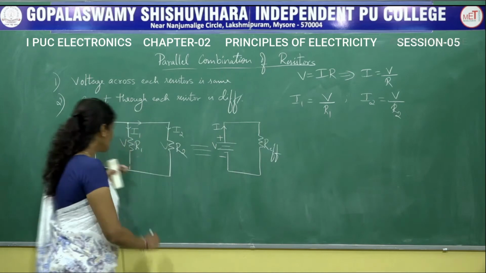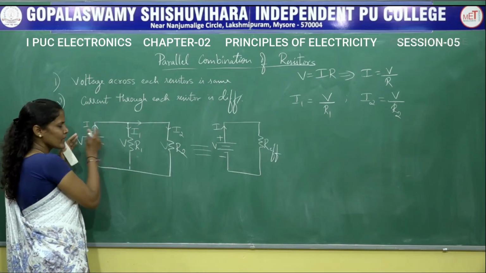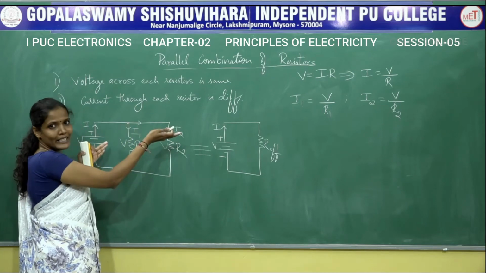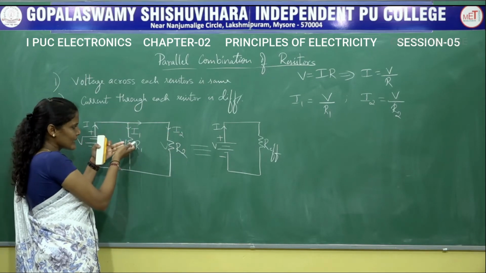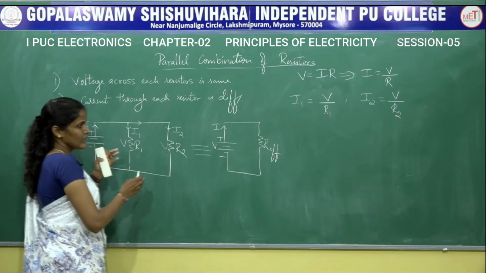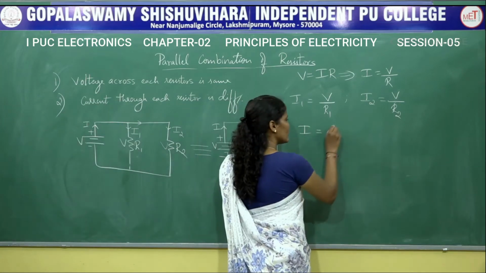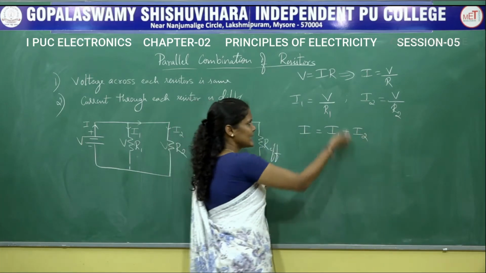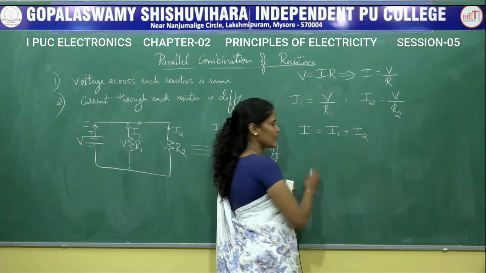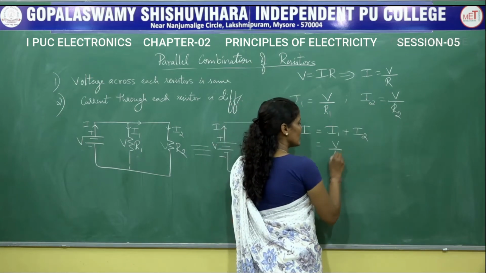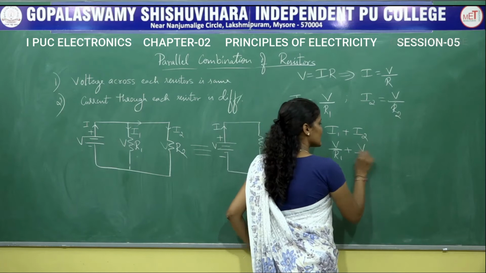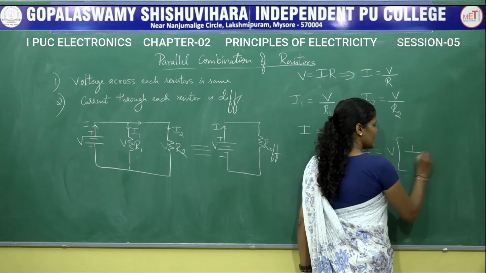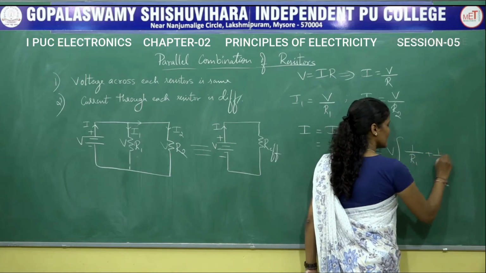I told you that the total current value is equal to I. As soon as the current reaches this point, I will take two separate diversions, named I1 and I2. But the total current will be equal to the sum of I1 and I2. Let us substitute for I1 and I2 from the above expressions. I1 equals V by R1, I2 equals V by R2. If I take V as the common factor, I will get 1 by R1 plus 1 by R2.